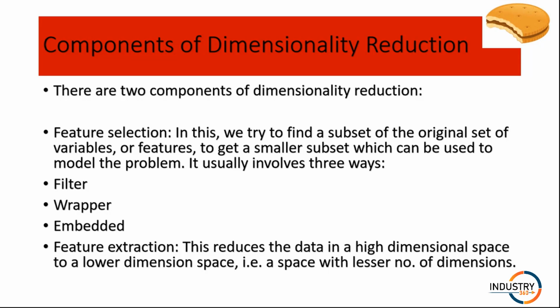Now let's try to understand what are the components of dimensionality reduction. There are two components of dimensionality reduction, feature selection and feature extraction. In this way, let's try to understand what is feature selection. We try to find a subset of the original set of variables or features to get a smaller subset which can be used to model, predict, and solve the problem. It usually involves three ways: filter, wrapper, embedded.